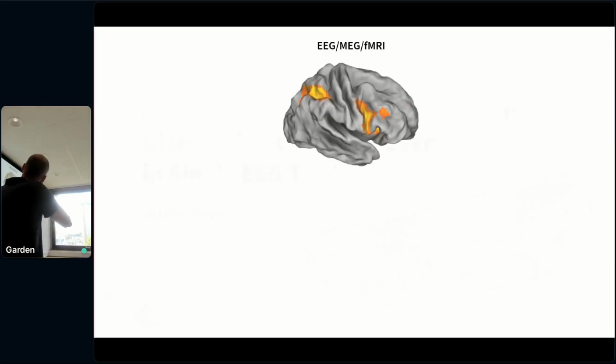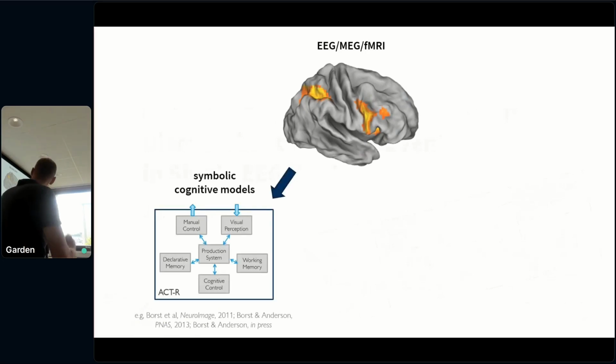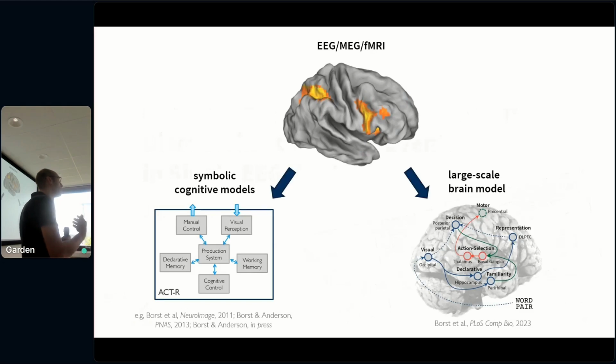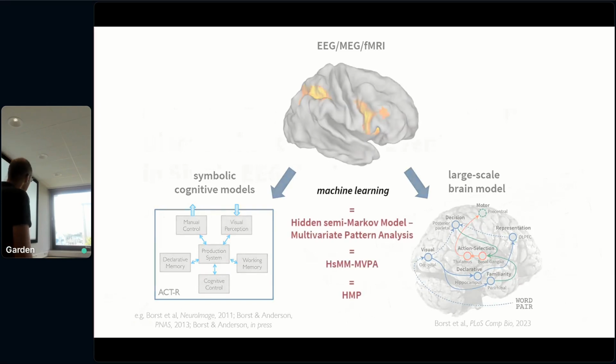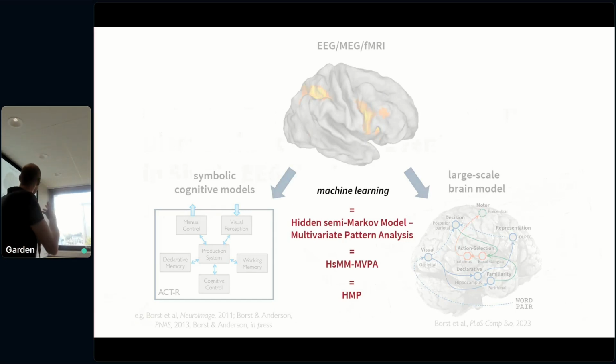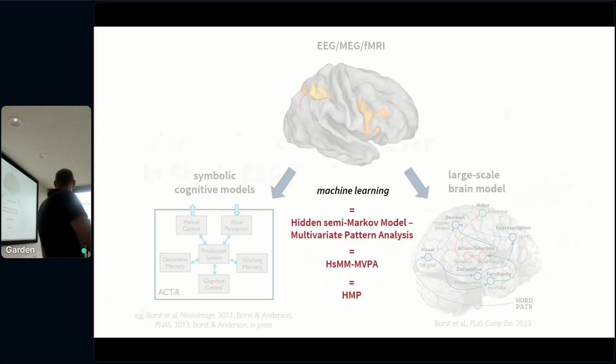So in general, what I do is I take EEG, MEG, or fMRI data, and then I use that to develop either symbolic cognitive models, so quite high-level models, or really spiking neural models to explain what's going on. And to make that step from neuroimaging data to the models, I use machine learning. In particular, in this talk, I'm going to talk about a method called hidden semi-Markov model multivariate pattern analysis, which is a bit long. So we first abbreviated it to HSMM-MVPA, which is still a bit long. So now we talk about HMP. It's the latest version, but I might use them interchangeably because I've used all of them.